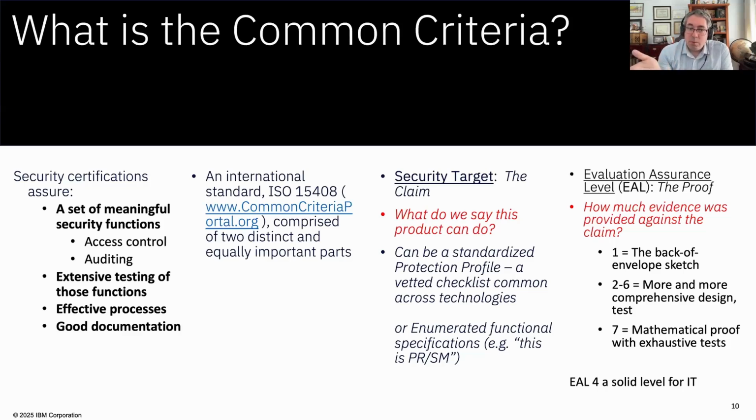This could be a standardized protection profile. That's a vetted checklist that's common across technologies that various certifying bodies have just kind of given the thumbs up to say, yes, this is good. We like this. Or you can have a more bespoke set of claims. If you look at Prism, for example, it's really hard to fit Prism into a very small box to say that Prism is just this. And so, Prism's checklist doesn't really look like anything else in the world.